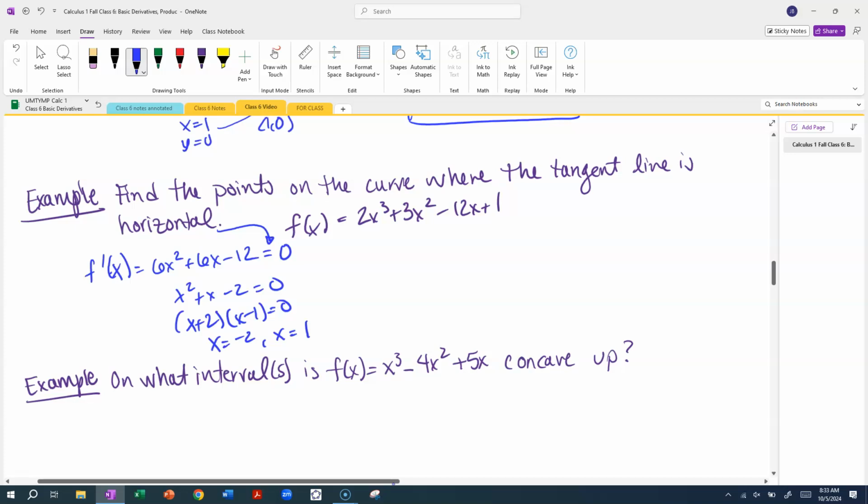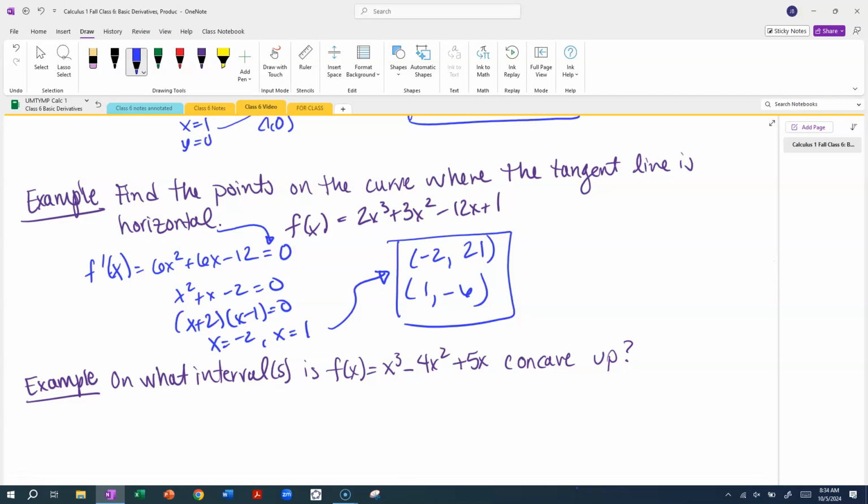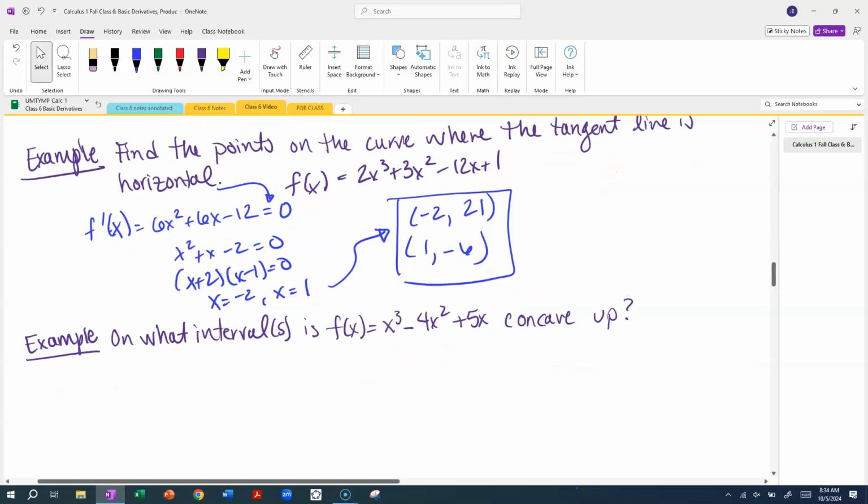And so then I just have to go through and find, when x is -2, what do I get for the y value? It ends up being 21. And when I put in 1 for x, I get out a -6. Okay, so those are the 2 points where the tangent line is horizontal. Again, slope of the tangent line is given by the derivative. And then if we want the tangent line to be horizontal, just set it equal to 0.